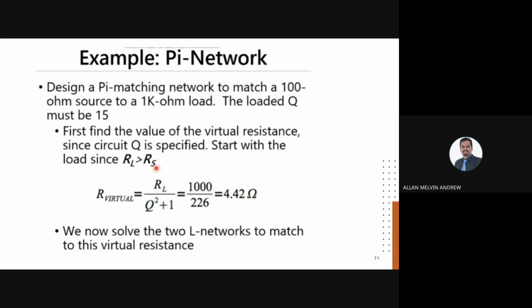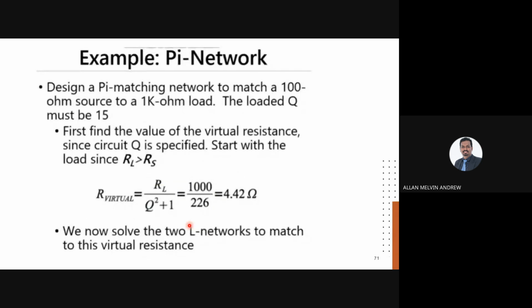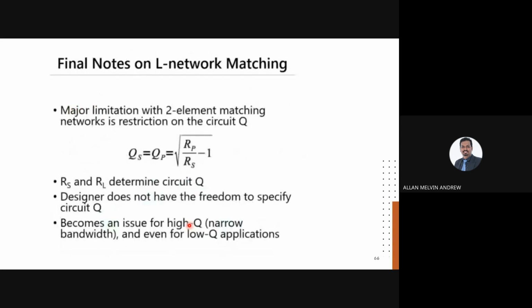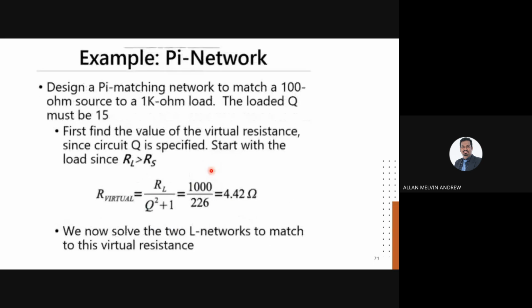We know RL is larger than RS. Yesterday we saw the quadrant. Why is RL more than RS? Because RL is 1000, RS is 100, so 1000 is more than 100. So you can get this formula. This formula is standard. The formula is not mentioned here, but we can use this formula also. So we just apply this formula.